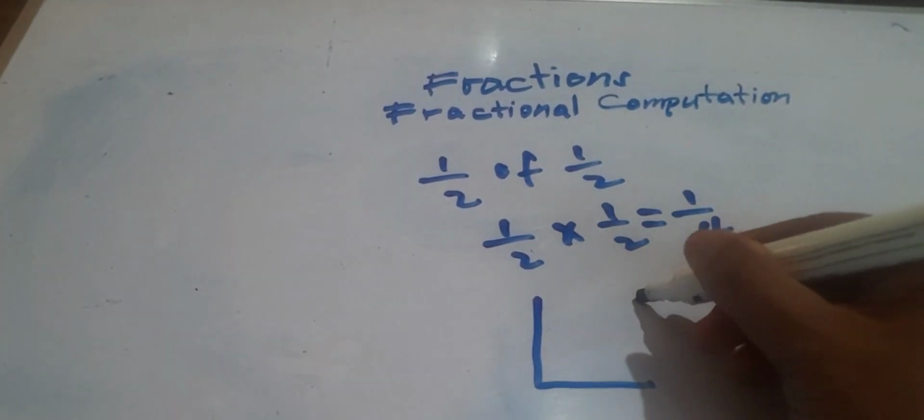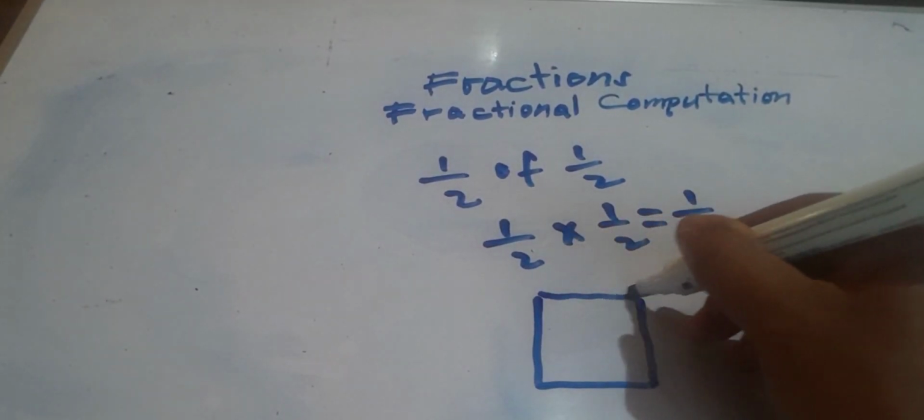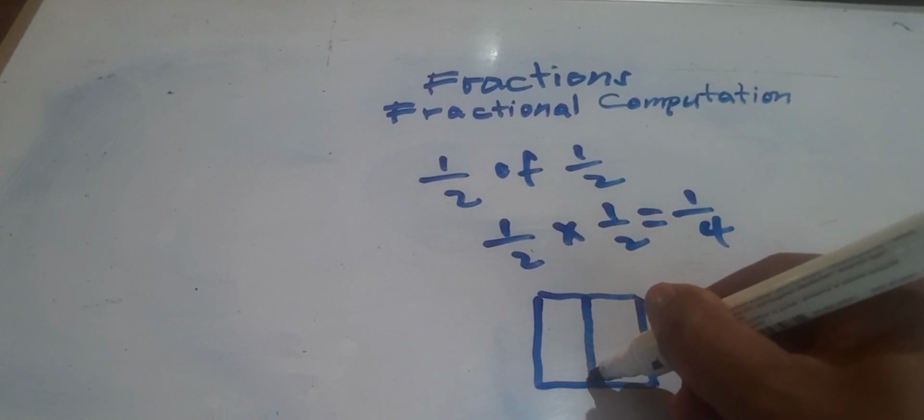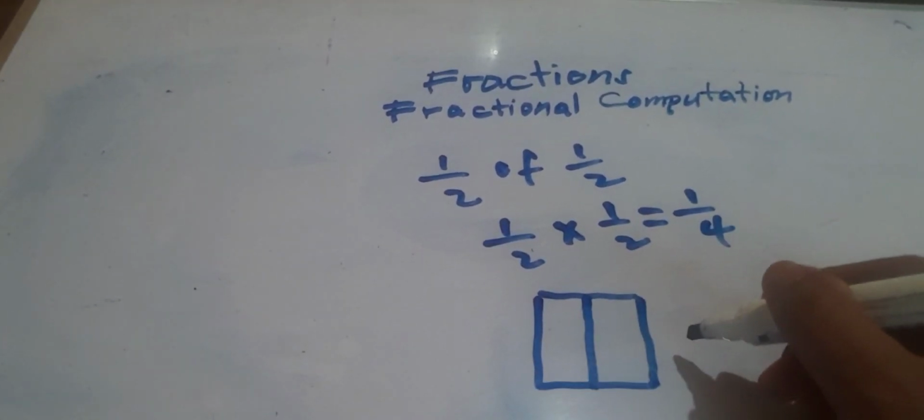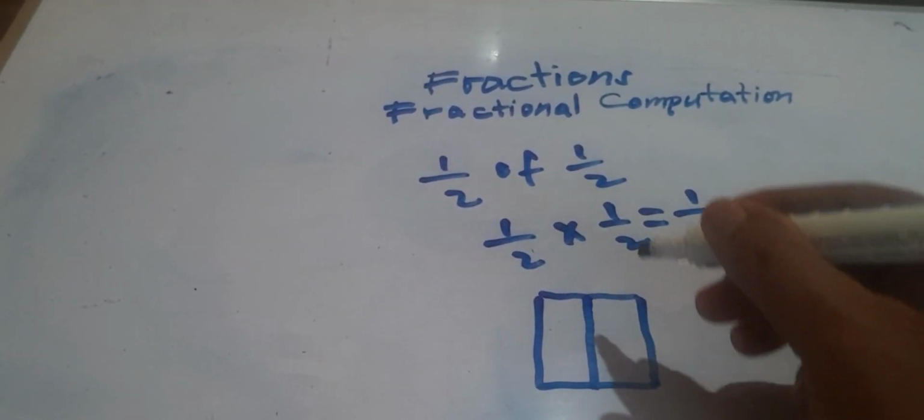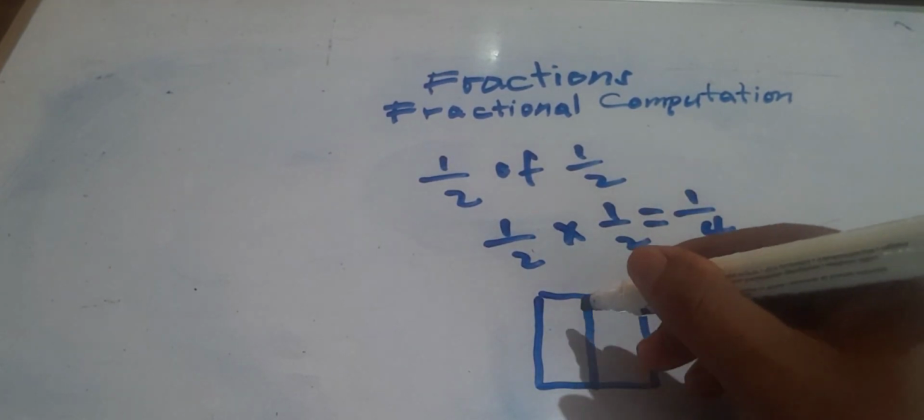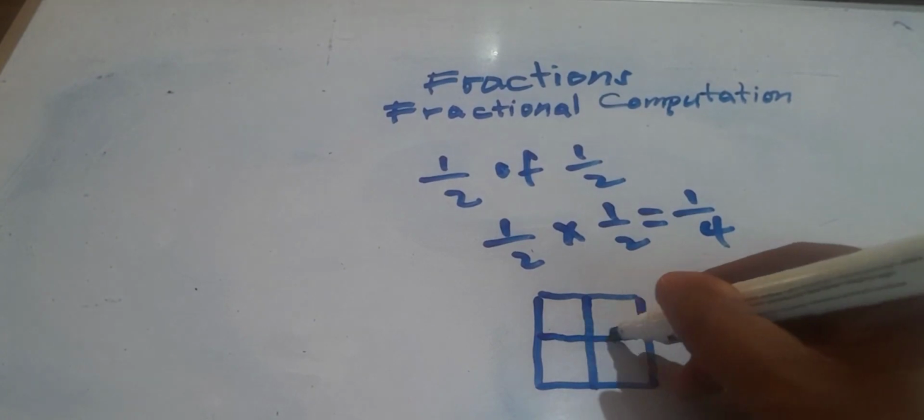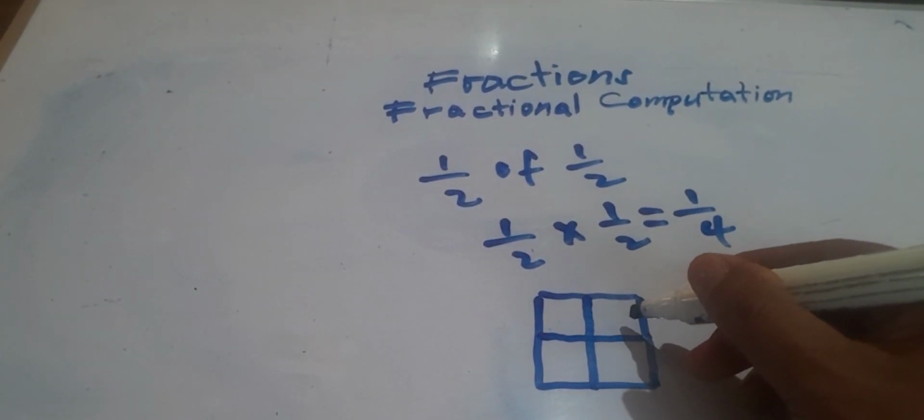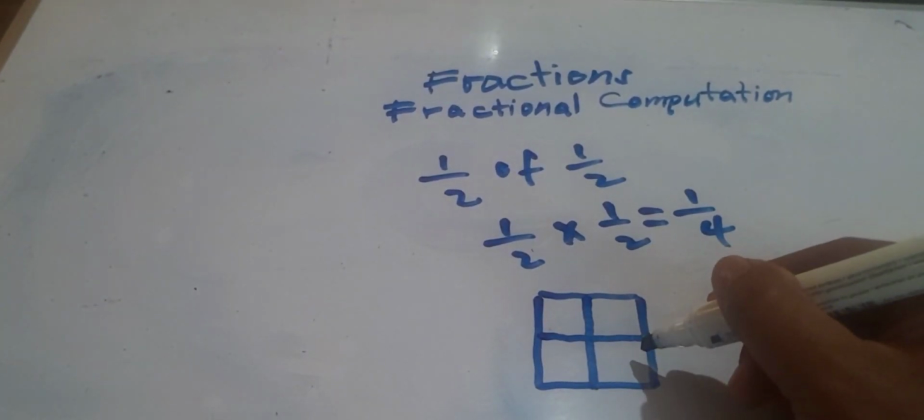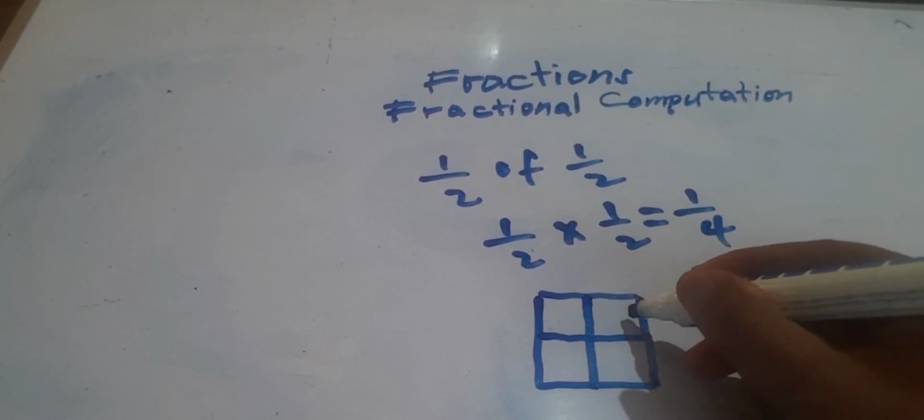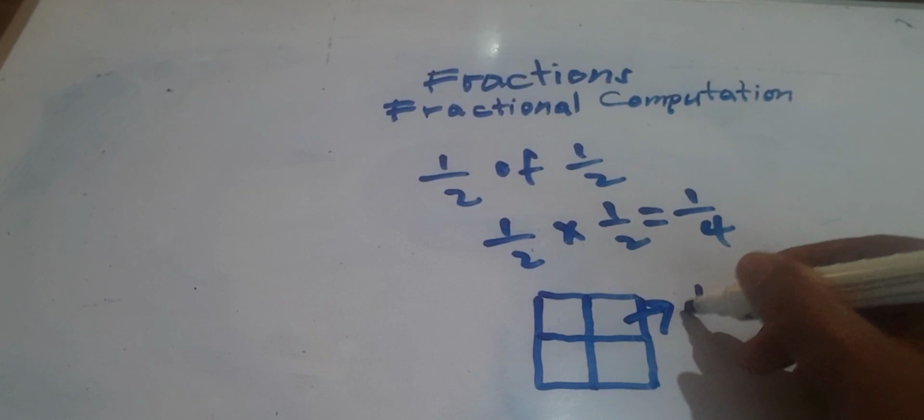Let us draw one whole. Let us divide this one whole into 2 equal parts. So you have there the 1 half, you have 2 halves. For the 1 half of 1 half, let us divide these 2 halves into 2 equal parts each. How many parts after dividing? 1, 2, 3, 4. This is now called fourths.